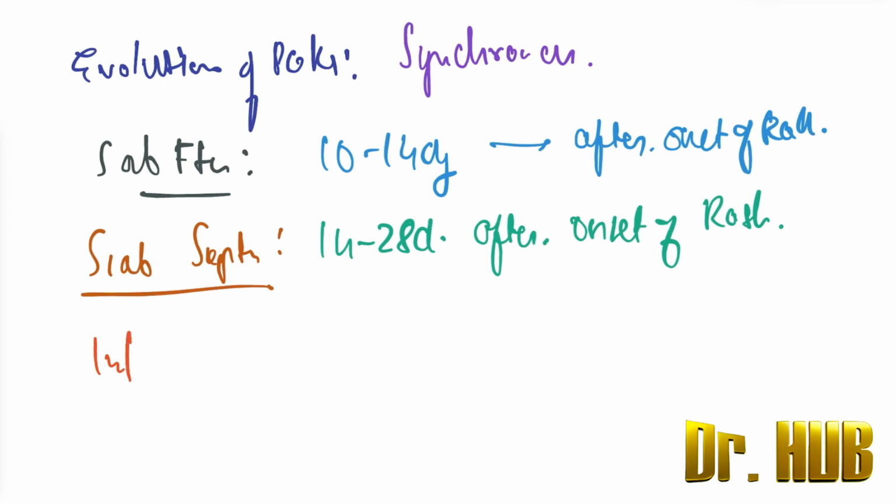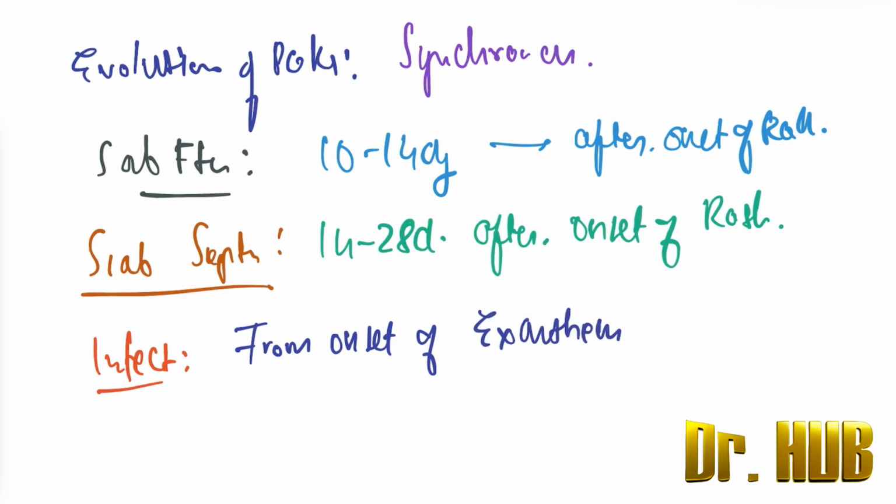Next we look at the infectivity. The infectivity is from onset of the exanthem, and this is until all scabs separate. So this was about the smallpox, that is variola.